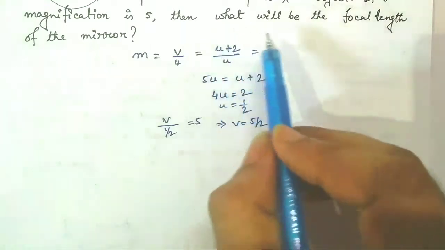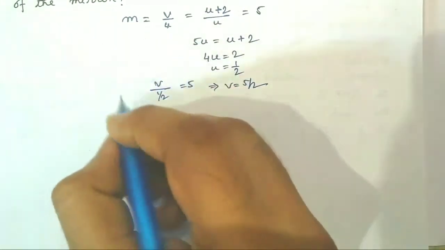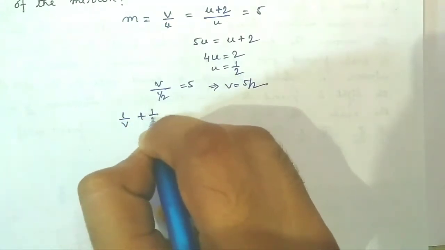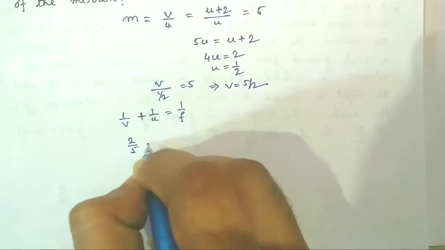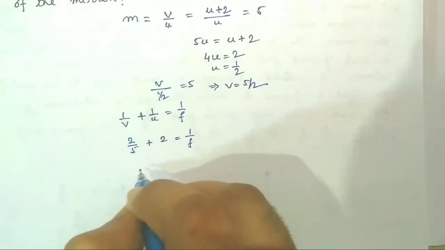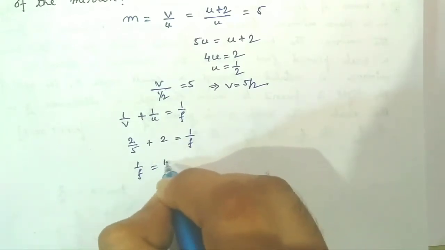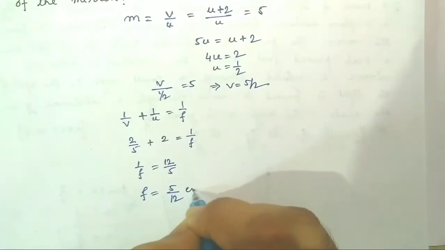Now in the question the focal length of the mirror is asked. So applying the mirror formula, we can write 1 by v plus 1 by u equal to 1 by f. So we can write from here 2 by 5 plus 2 equal to 1 by f, or 1 by f equal to 12 by 5, or f equal to 5 by 12 centimeter.